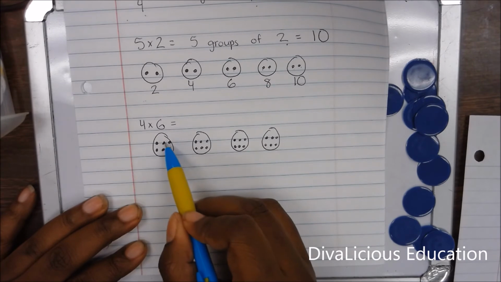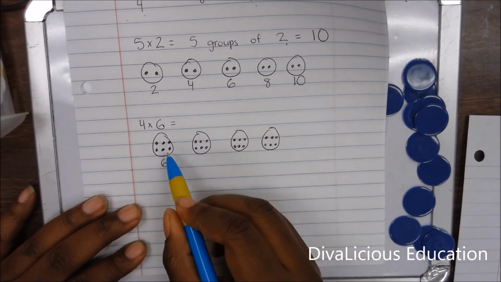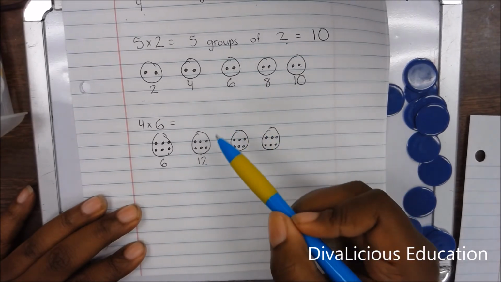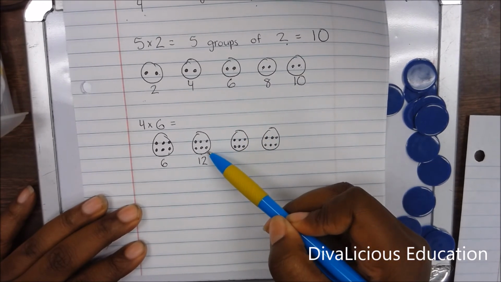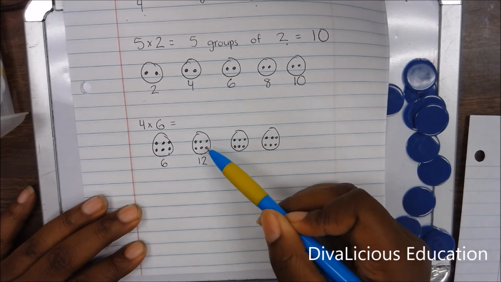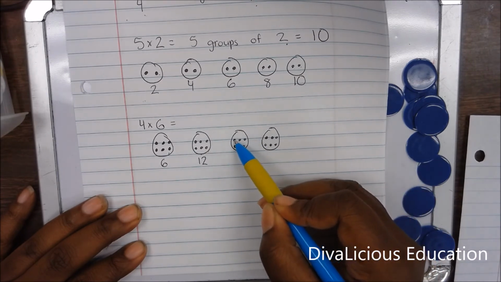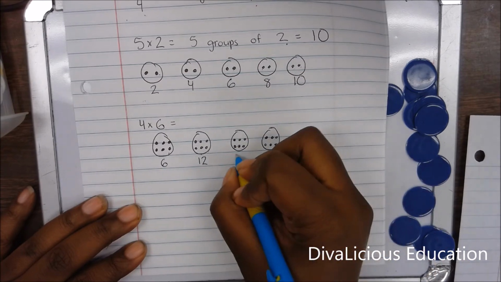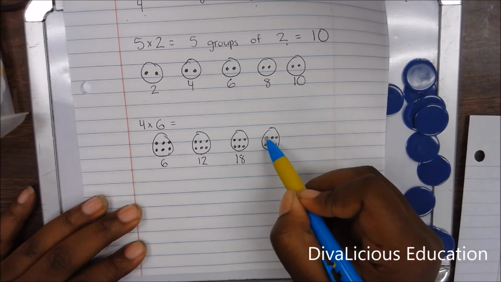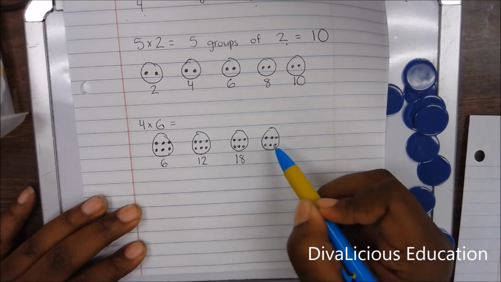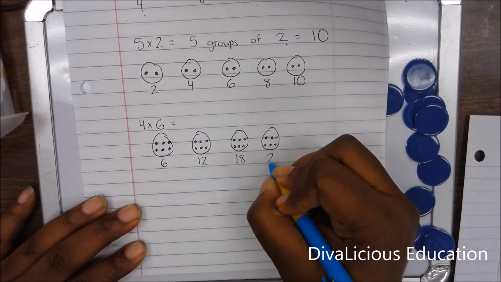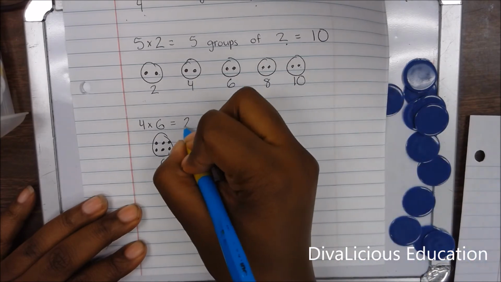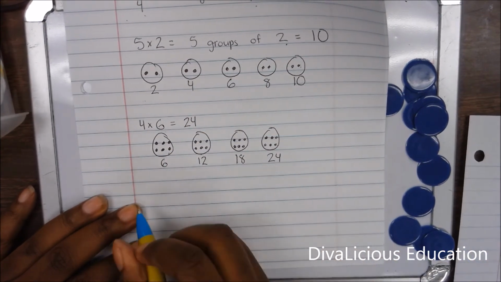I know that this first group has 6. And I know that 6 plus 6 is, that's right, 12. And then if I'm not sure what the next number is, I can simply count on. If this is 12, then this is 13, 14, 15, 16, 17, 18. And I'm going to keep going. 19, 20, 21, 22, 23, 24. So then I know that 4 times 6, or 4 groups of 6, equals 24. Awesome job.